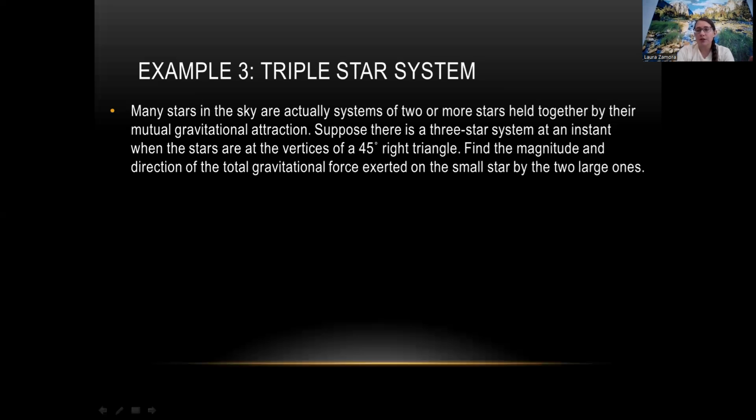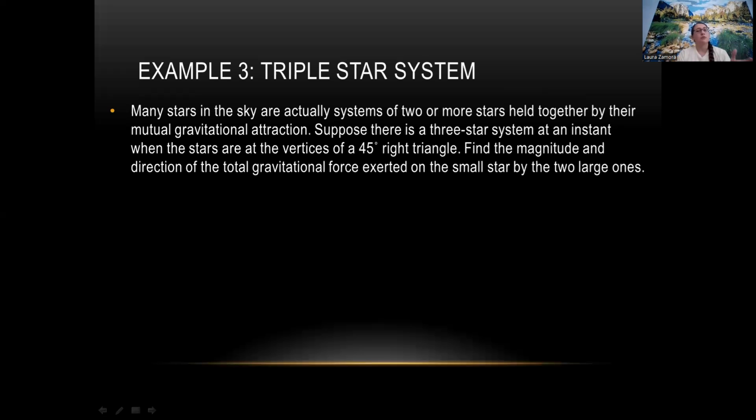If we have a triple star system. The research that I had been doing in grad school was with a professor who did research on binary star systems, right? Two stars orbiting around each other, or even more stars orbiting around each other. So here's a triple star system, three stars all orbiting around. Many of the stars that you see in the sky are actually part of binary systems or multiple systems, two or more stars held together by their mutual gravitational attraction. So they're orbiting around each other.